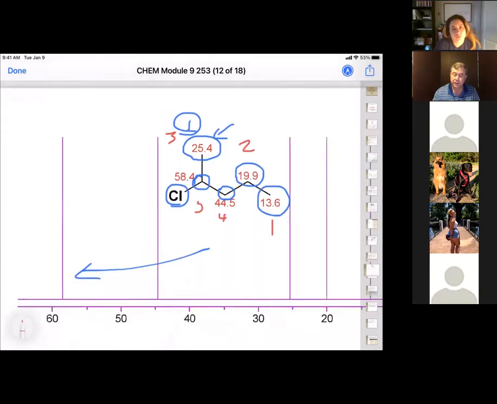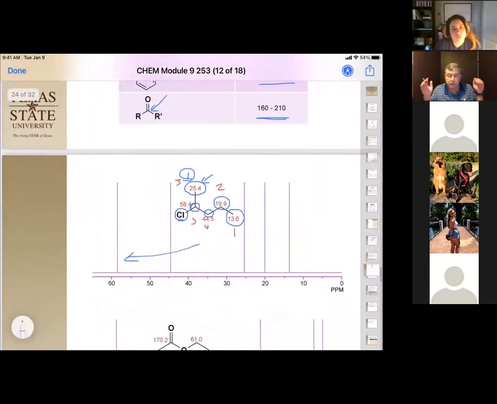And you'll see that just by looking at the connectivity, you can predict the relative area, the relative position in the system. Remember, we're only looking at position and number of peaks in carbon NMR. Did somebody have a question?